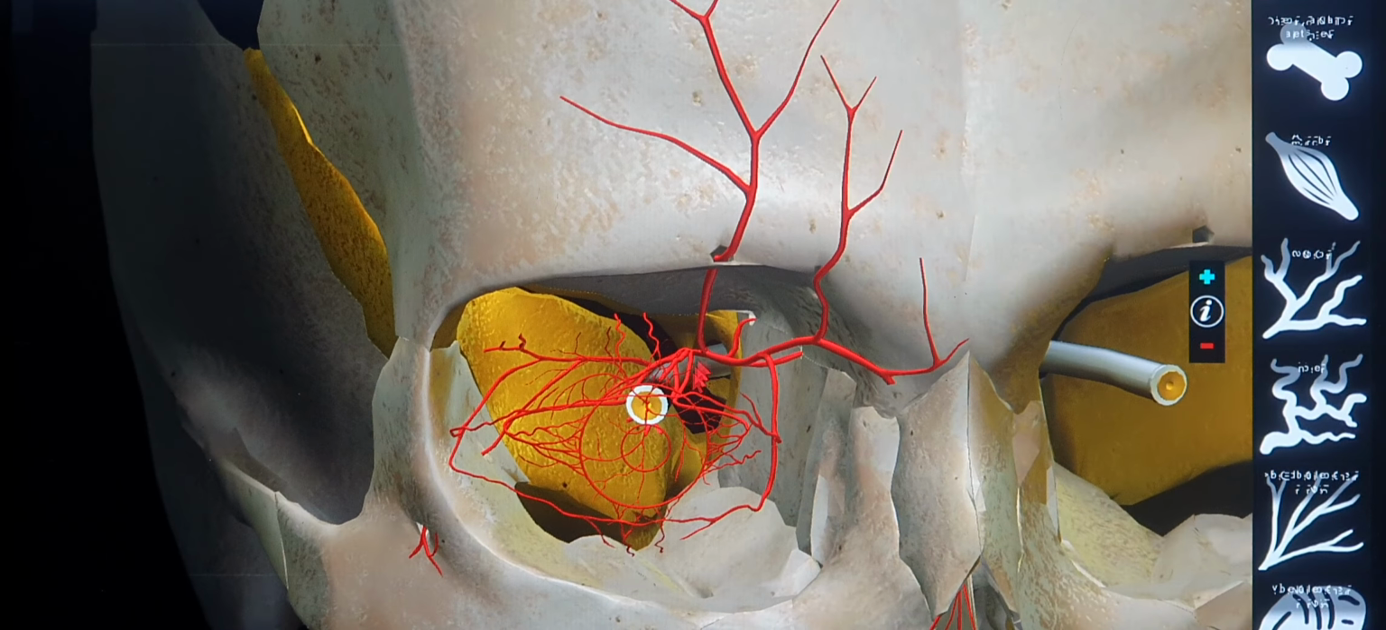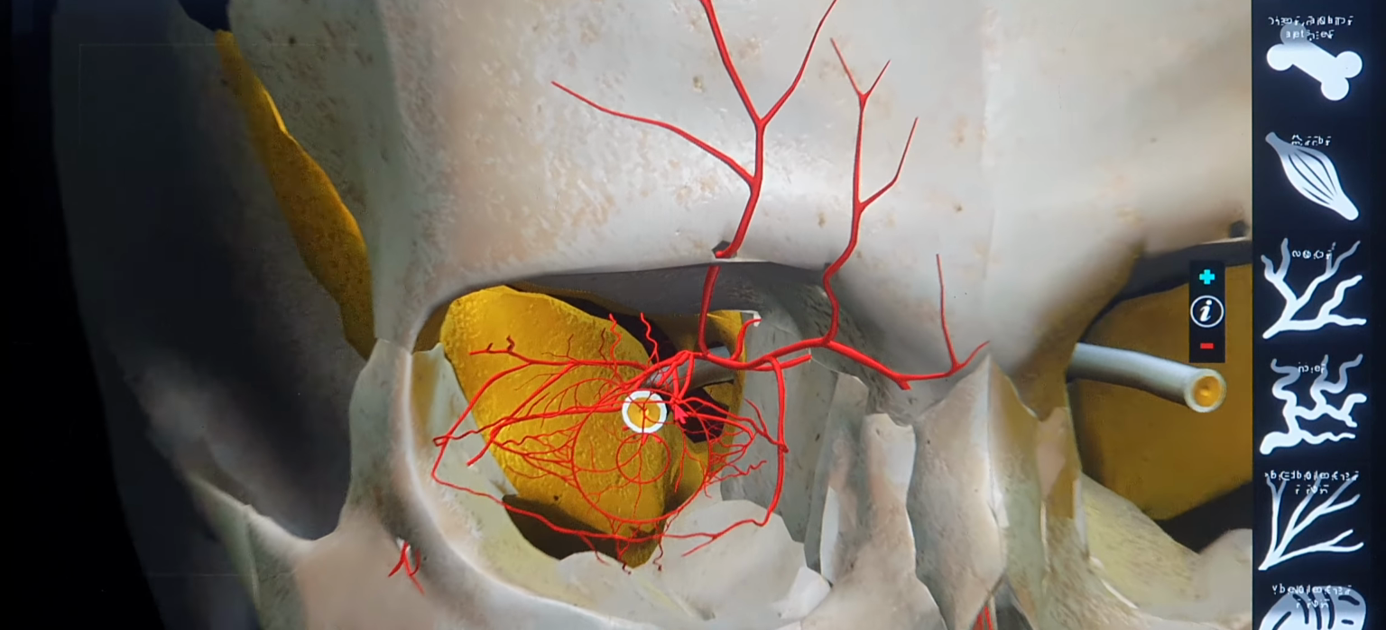And if I can zoom out, you can see how the supraorbital artery traverses and courses over the frontal bone in the forehead region. Okay, so all these are the terminal branches of the supraorbital artery.